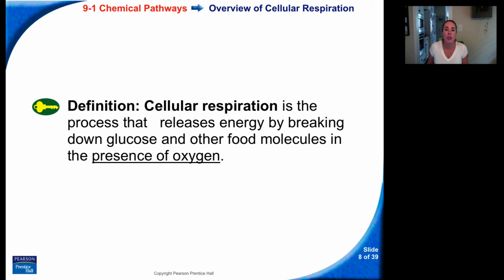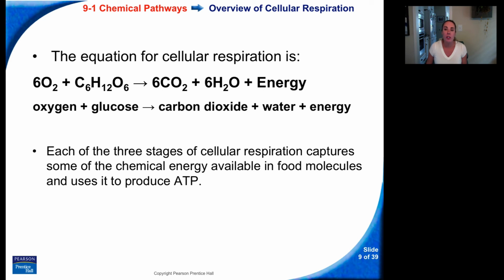So cellular respiration is a process that releases energy by breaking down glucose and other food molecules in the presence of oxygen. That is key. Oxygen is needed for cellular respiration to occur. So the equation for cellular respiration is 6 oxygen molecules plus a molecule of glucose, C6H12O6, makes 6 molecules of carbon dioxide plus 6 molecules of water plus energy.